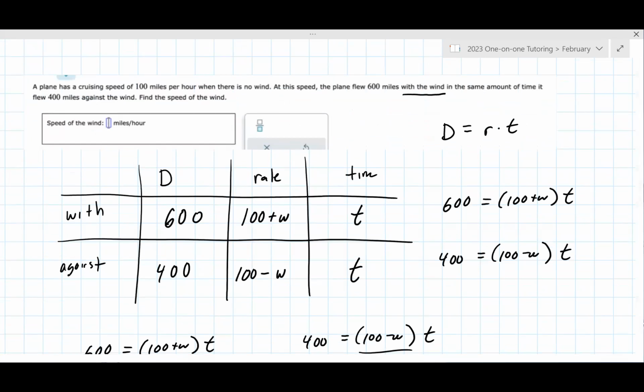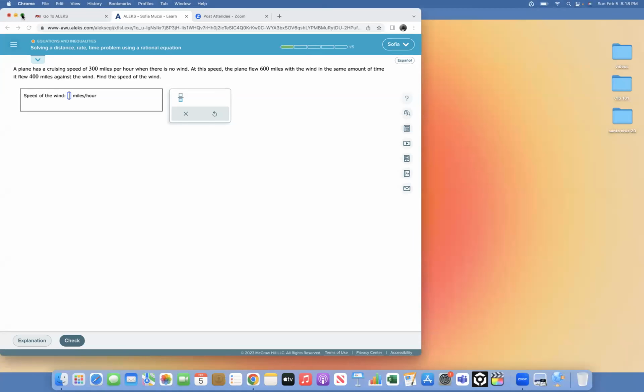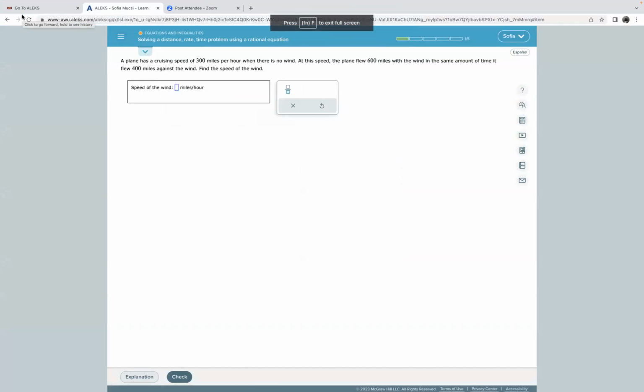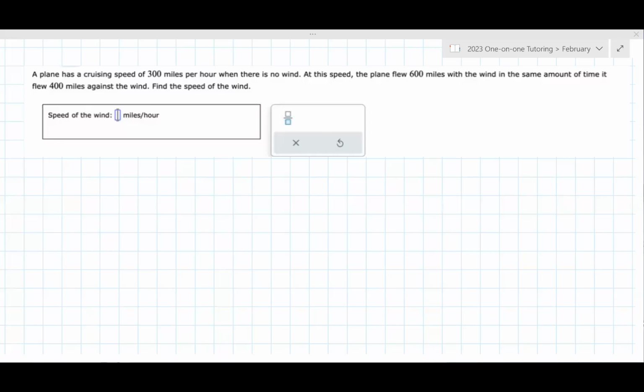Okay, I'll share again. Let's do another one. Let's see what variation they give you this time. So it looks like we got a with and against again. With and against. We got a distance, a rate, and a time.